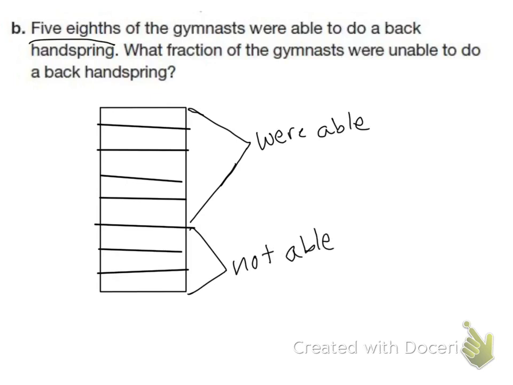Okay, so what fraction is that? So we have 1, 2, 3. So that means that 3/8 of the gymnasts were not able to do the back handspring.